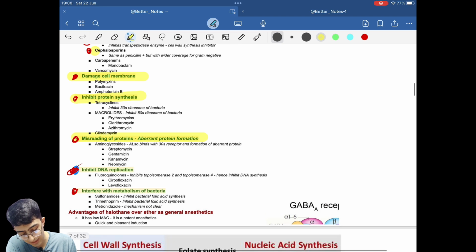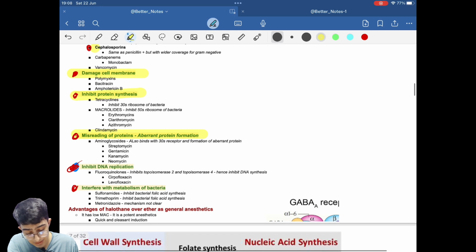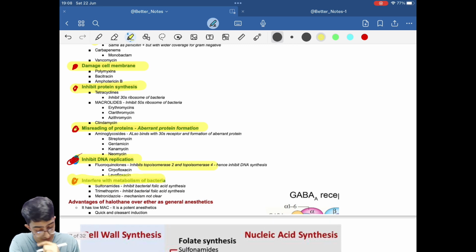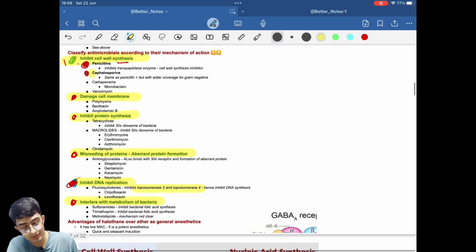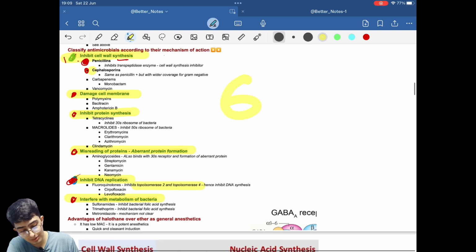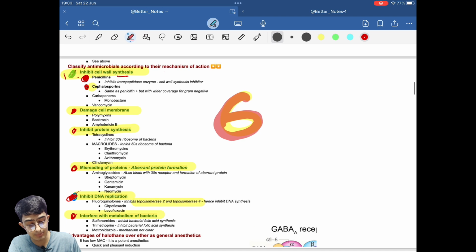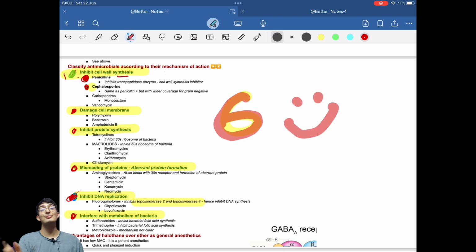And we discussed this mechanism. And others such as fluoroquinolones work by inhibiting DNA replication by inhibiting topoisomerase enzymes, right? And some others such as sulfonamides and trimethoprim work by inhibiting different metabolic pathways such as the folic acid synthesis pathway. So all in all, these are the 6 mechanisms by which antibiotics work, right? And this is very, very important for your exams, right? I hope that was clear.